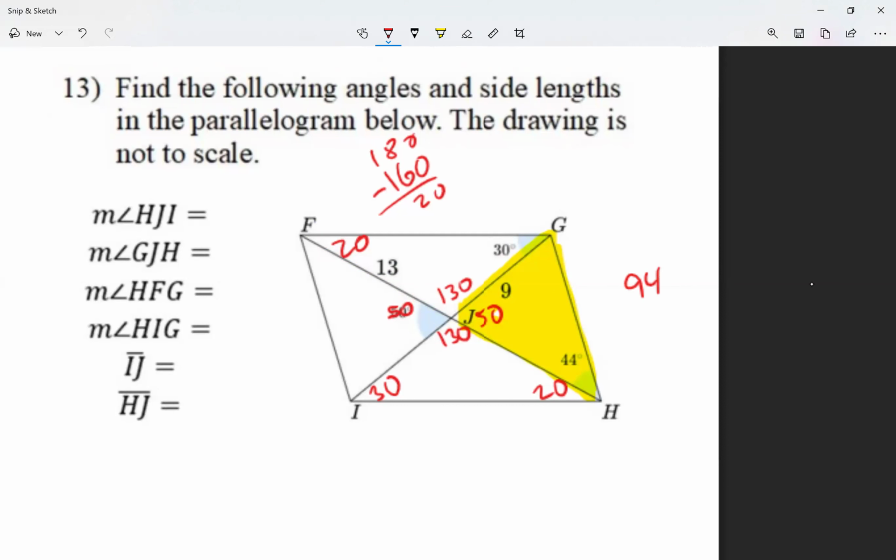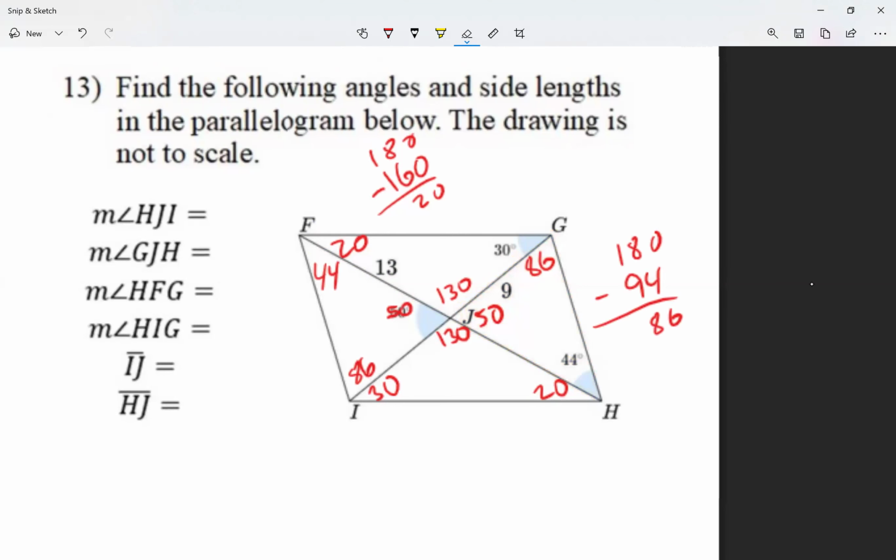I subtract that from 180. 180 minus 94 is 86. So I'm going to say this third angle here is 86. And on the other triangle on the left, I'm going to say this angle here is 86, and this angle here is 44. The angles get flipped. Pretty cool. I have the measurement of all the angles that I need, so I'm going to be able to answer the questions about angles.